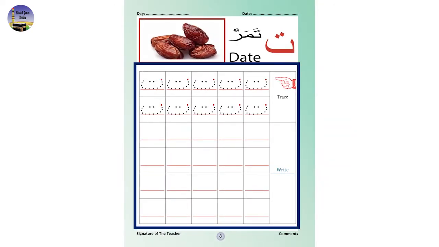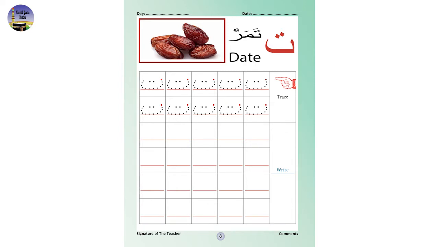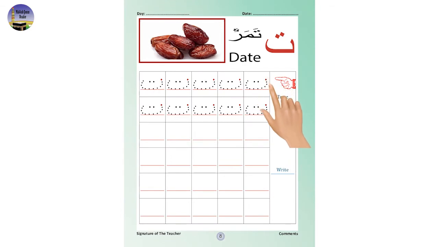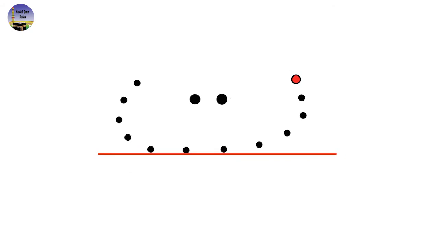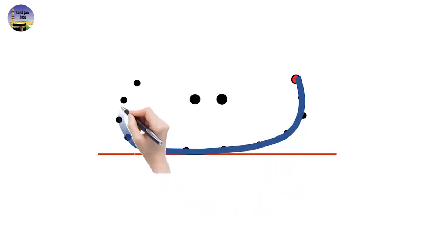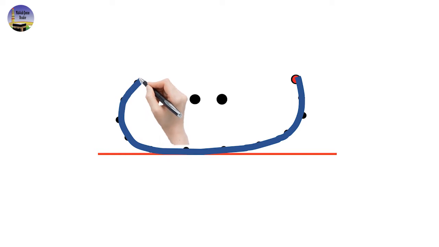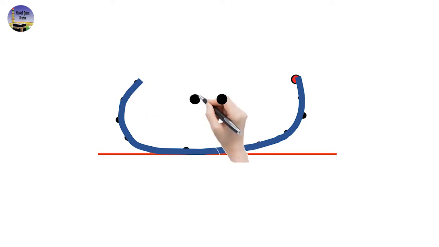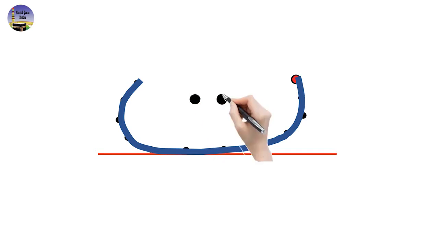Now we will join the dots and write ta. There is a finger. It shows you that Arabic starts from the right side. First one. Start from the red dot. Make a curve. Go left. Touch the red line and make another curve. Give 2 dots above the letter. Ta. Ta for tamarun. Tamarun means date.